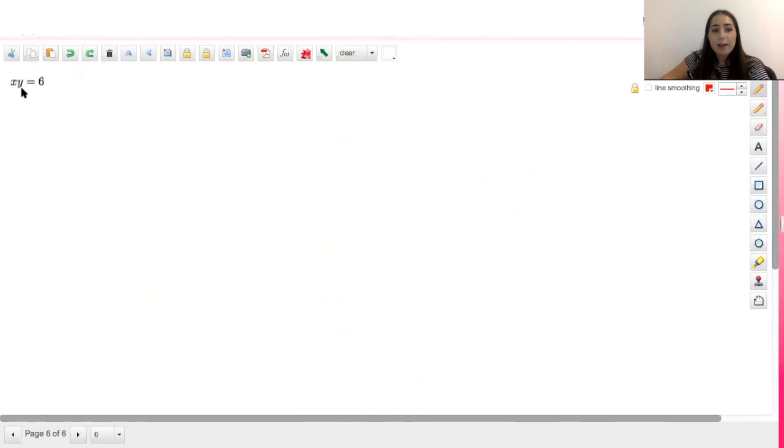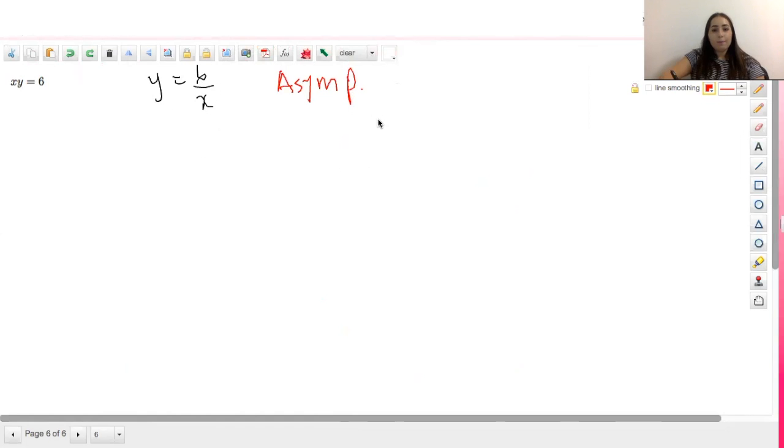Okay, let's look at the last example. We have x times y equals 6. This is a bit of a trick question. The first thing you have to do in this case is rearrange to make y the subject. So if I divide both sides by x, I get y equals 6 over x. So the same rules follow through. The first thing we're going to look at are the asymptotes.